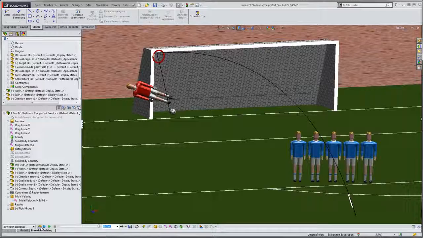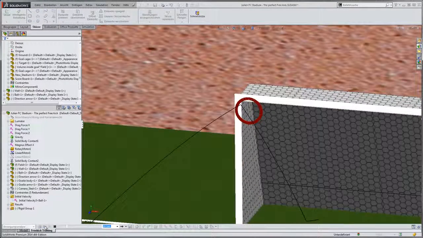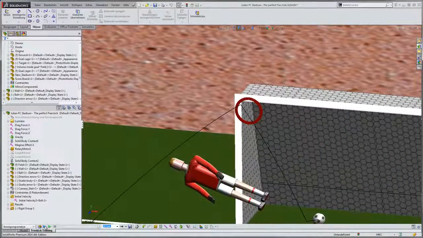With the last free kick, we see that the ball touches the left post and the crossbar to finally fall inside the goal, and Germany is the new FIFA World Champion.